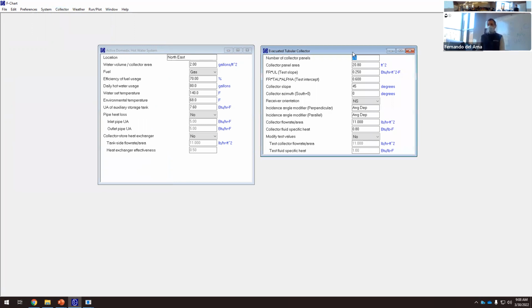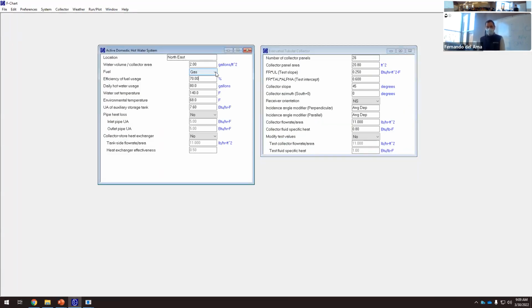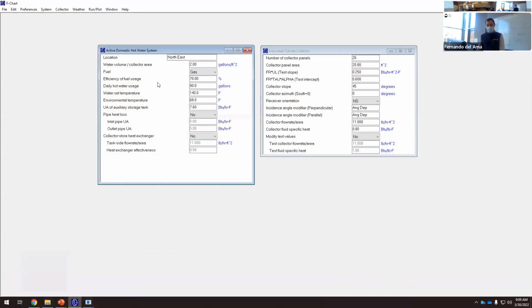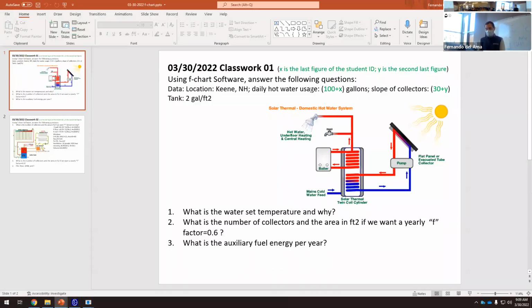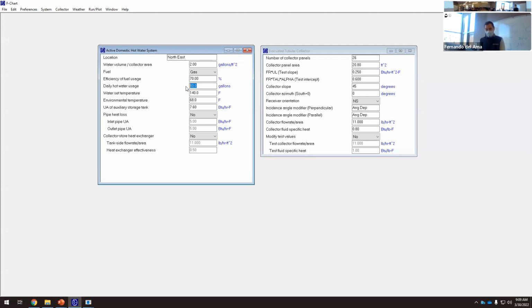And that's it. Now we have to go over this. The water volume per collector area is 2 gallons per square foot. The fuel, let's work with gas. For the efficiency of fuel usage, if we don't have any information here, we can leave the default values. 70 is a little low, but that's fine. The daily hot water usage, here we have to change it because we do have it, so it's 100 and something, depending on your ID number. So we have to type here 100 or whatever.